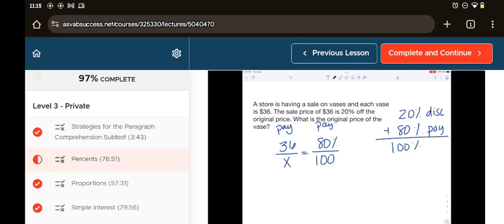Now that we have that, we cross multiply. 80 times x is 80x. 36 times 100 is 3,600. That 80 is multiplied to the x. To get the x by itself, I divide by 80, and I can eliminate a 0 top and bottom. That leaves me with 360 divided by 8.